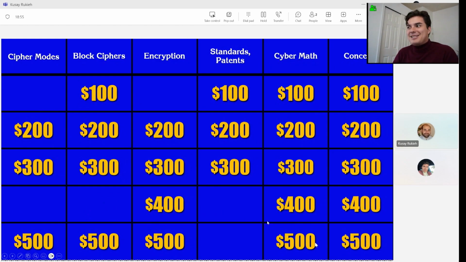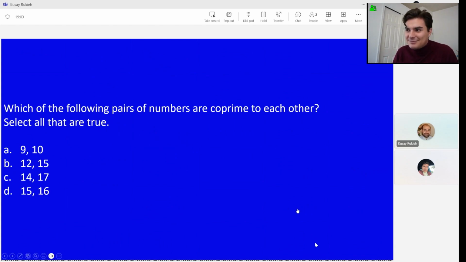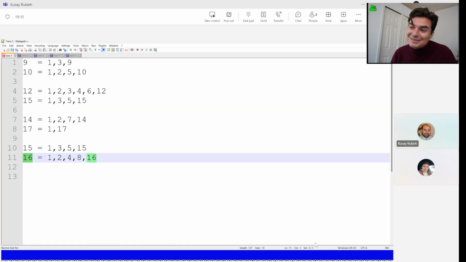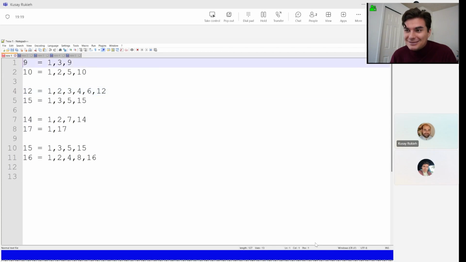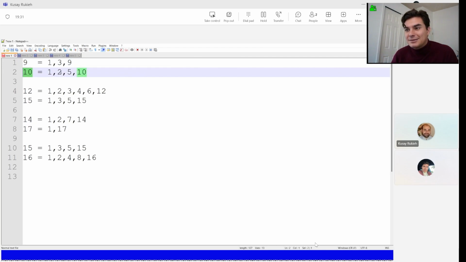All right, let's go with cybermath for $400. Cybermath, these are one of the tough ones. Which of the following pairs are considered co-primes? Coprime. Uh-oh, I'm in trouble. What's a coprime? Here's what we're going to do. In order to solve for co-primes, you write the factors of every number. For 9, the factors are 1, 3, and 9. For 10, the factors are 1, 2, 5, and 10. Now, how many factors do they have in common between 9 and 10? Not a single one. Well, I guess only 1, right? Yeah, only one.